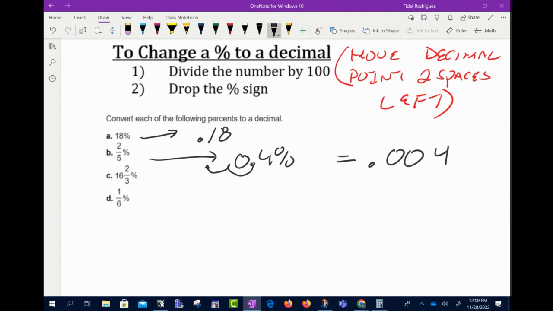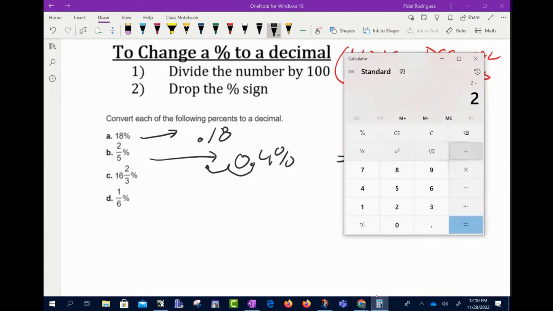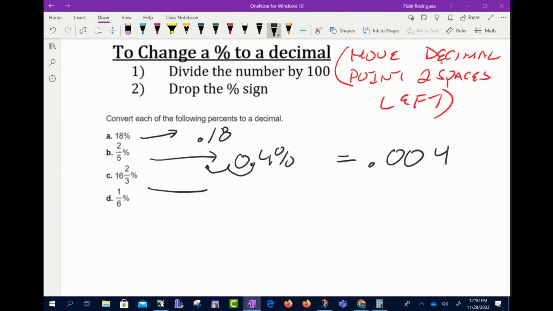All right, 16 2/3%. Okay, so let's do it this way. 16 2/3. I know 2/3, y'all, is 0.6 that keeps repeating. So this would be 16.6 that keeps repeating percent. Okay. If I move it 2 spaces to the left, 1, 2, that's going to be 0.16 that keeps going on forever and ever and ever. Okay.